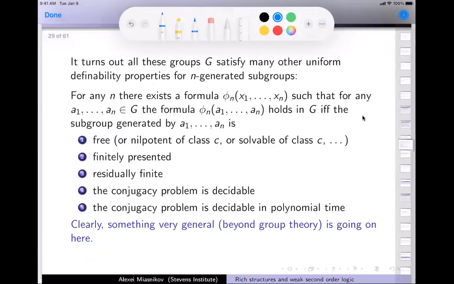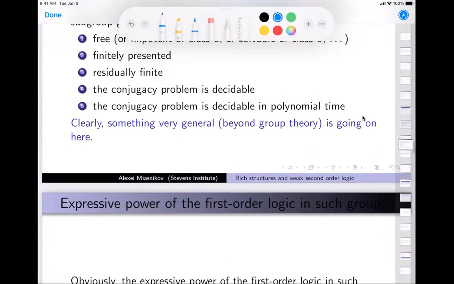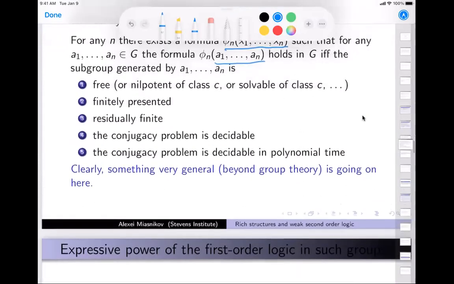It's residually finite. Its conjugacy problem is decidable. You can write down a formula such that A1, ..., AN satisfies this formula in G if and only if the conjugacy problem in the subgroup generated by these elements is decidable or polynomial time decidable. When you look at it, you realize that it's not about group theory. There is something else very powerful going on here. So it's beyond group theory indeed.